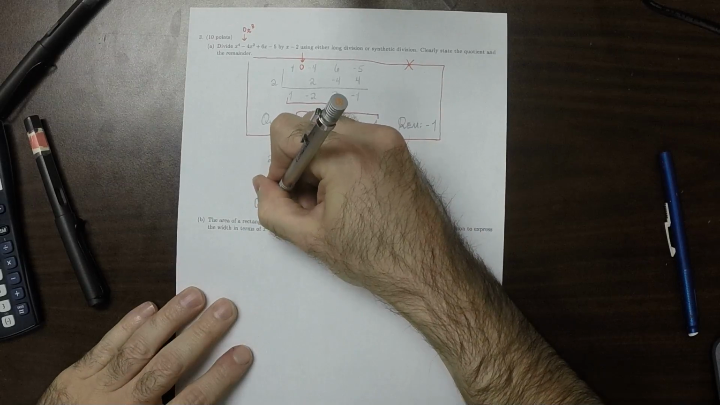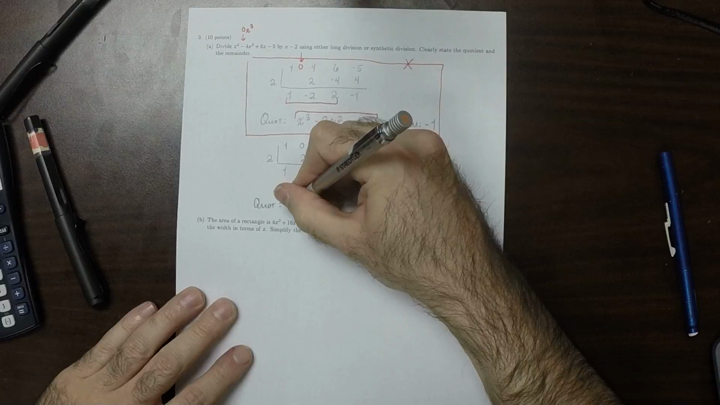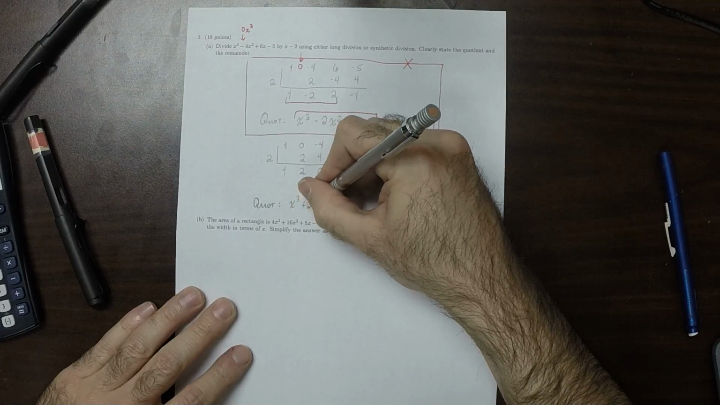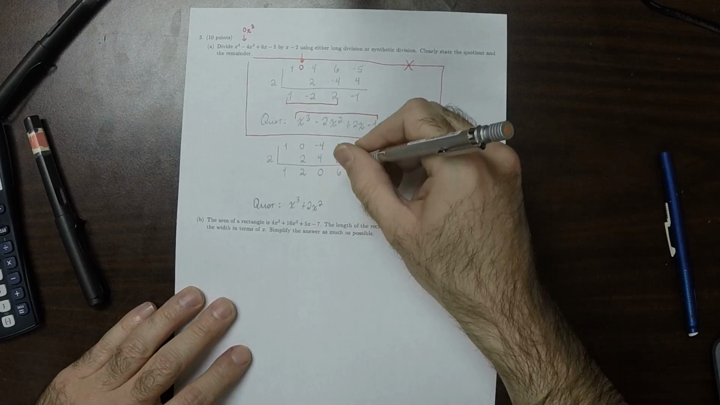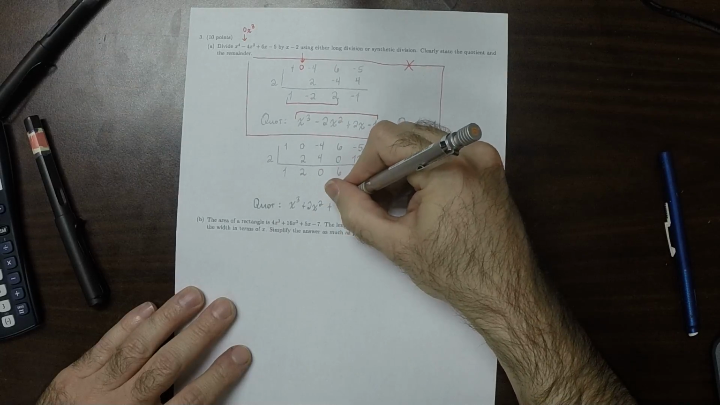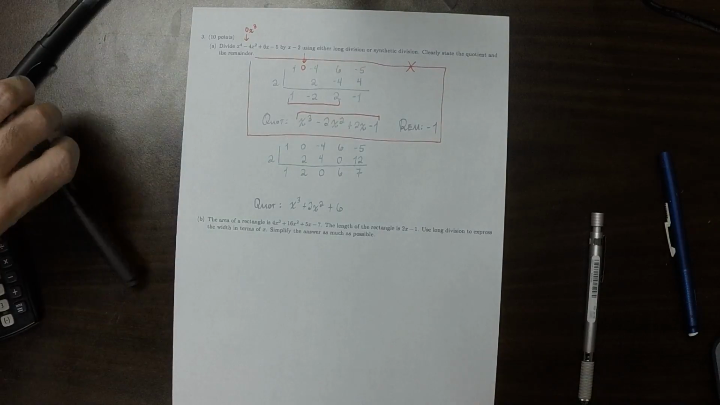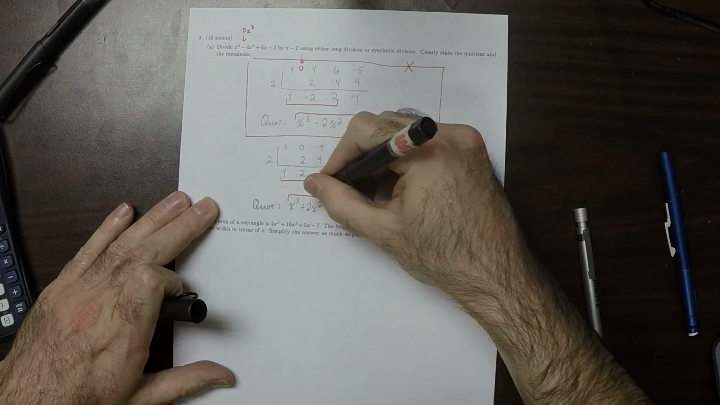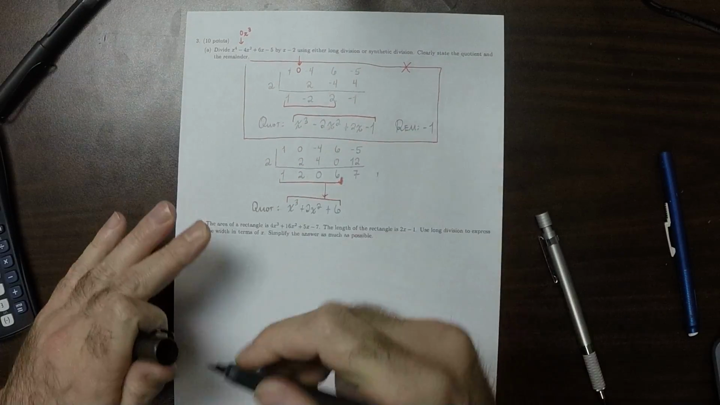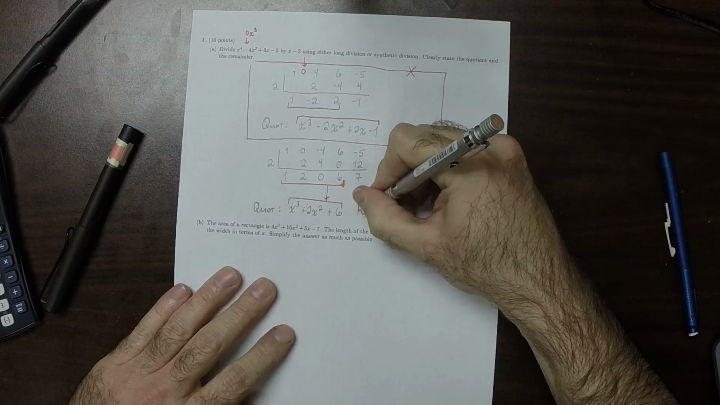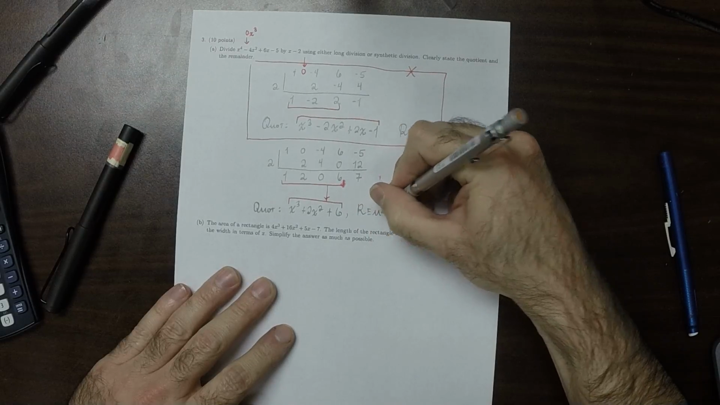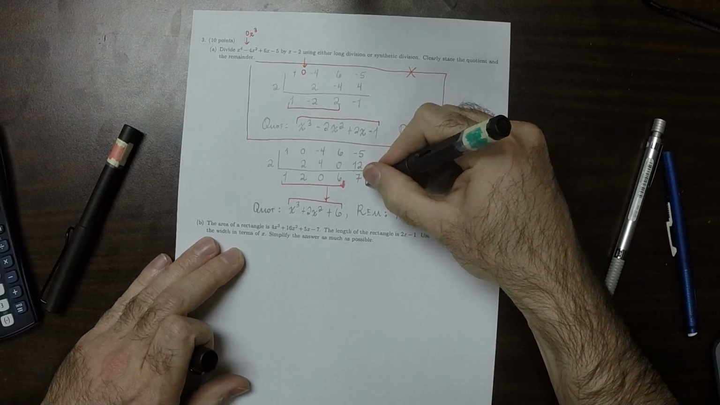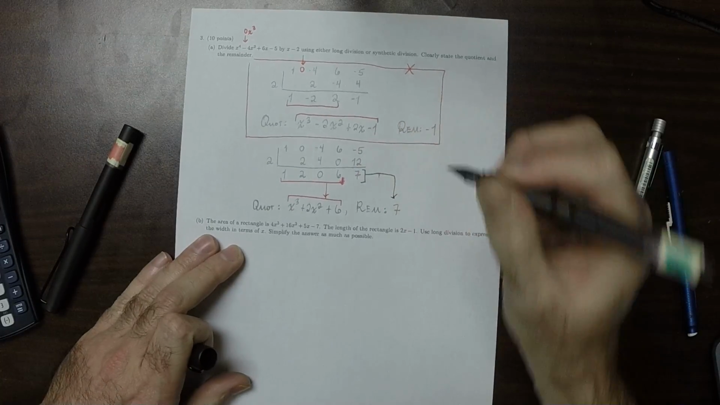So the quotient is x cubed plus 2x squared plus 0x plus 6. So now this comes from this, and the remainder is 7, which comes from that.